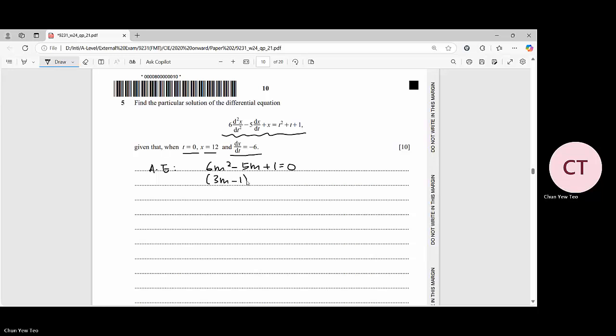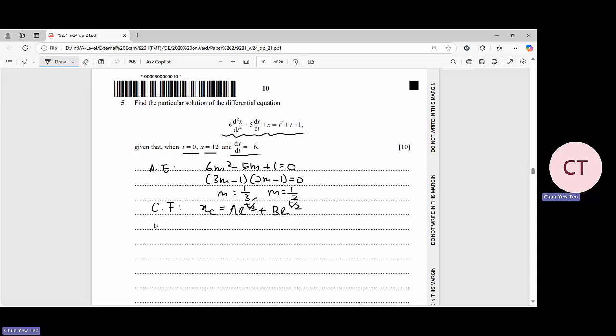Factorize it. Then you will get m equals 1/3 and 1/2. So from here, you can get your complementary function, CF, xc, as A e to the power t over 3 plus B e to the power t over 2. Okay, so this will be your first part of the solution.